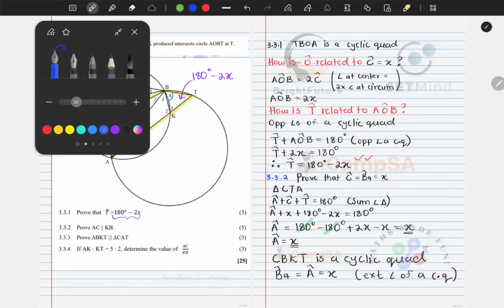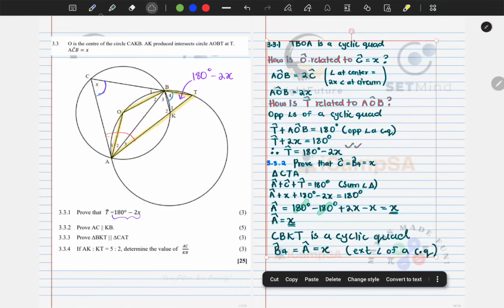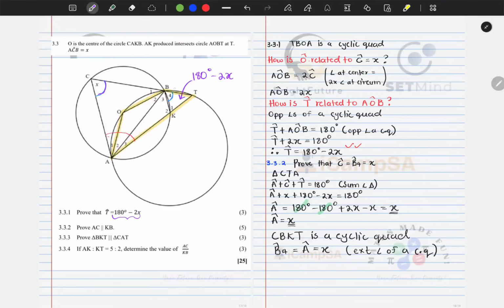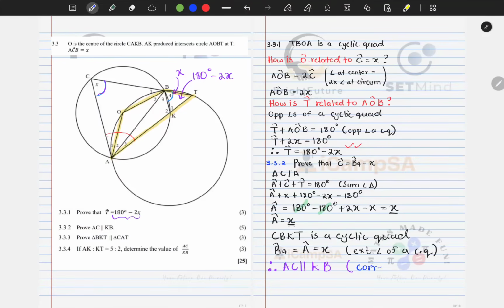So there we go. We now have our angle B4 being equal to X, and we also know that C is equal to X. So because these are equal, we can therefore conclude that the lines are parallel, because we've now shown that this is X, and this could only be true if these were corresponding. So it means we can conclude and say, therefore, our AC is parallel to KB, and the reason we are going to give is corresponding angles. Okay, that is what we are going to give, and we are done with that question.